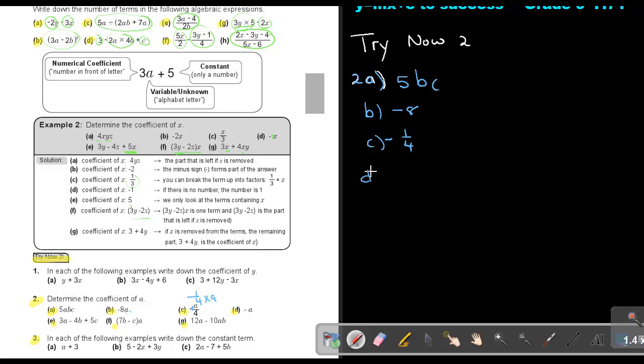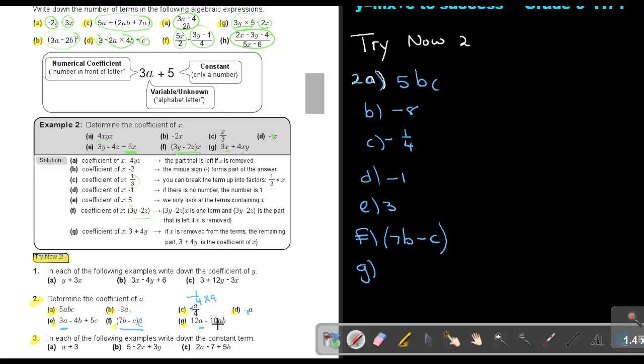Number D. Remember, if there's nothing, there's a 1. If I remove a, what will be left? Negative 1. Number E. If I remove a, only look at the term with an a. There's not an a. So what will be left? A 3. Number F, remember this is one term. So if I remove A, what will be left? 7B minus C.